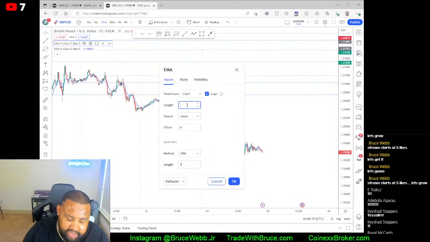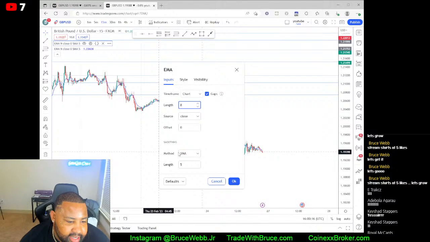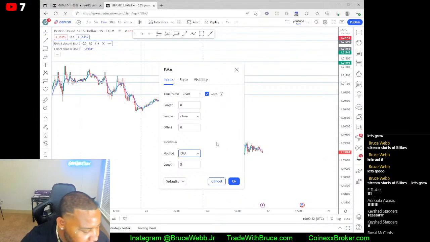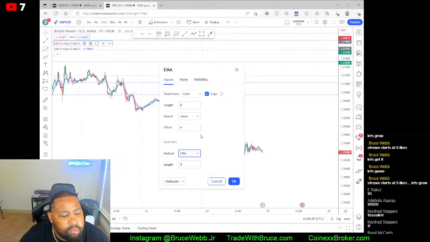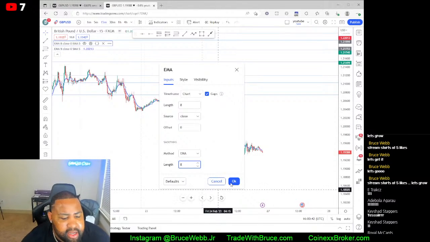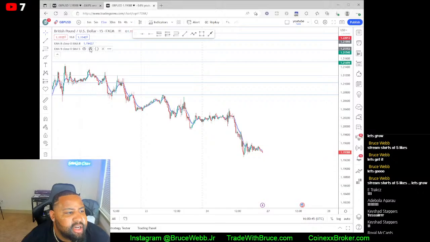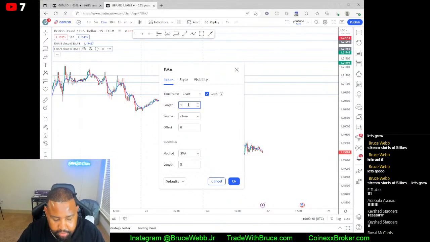We're going to change the length to 8, source close, offset 0, method SMA. No, method is EMA. Wait, what? I don't think this is right, y'all. Because why does it have, I guess it's the same thing. 8, 8, and then click OK. I don't think that's right, y'all. I'm going to try this. 15, 15.